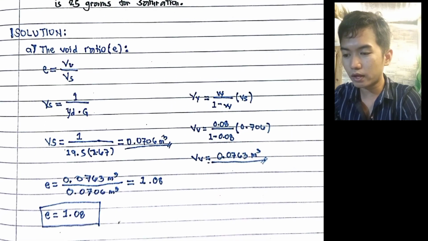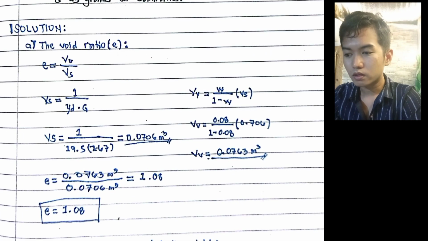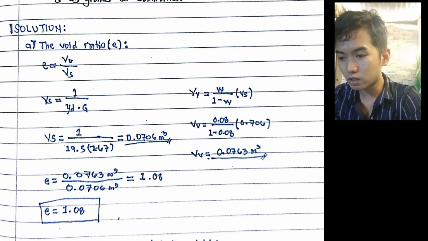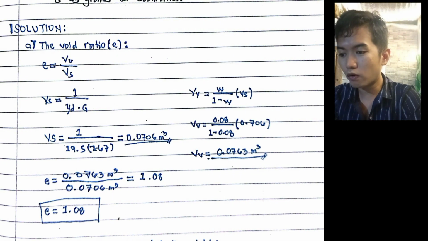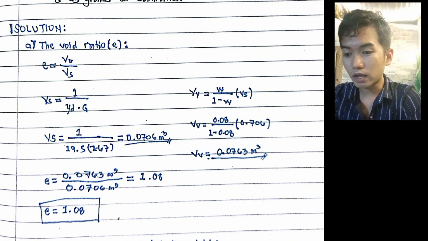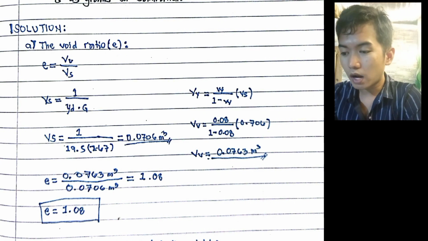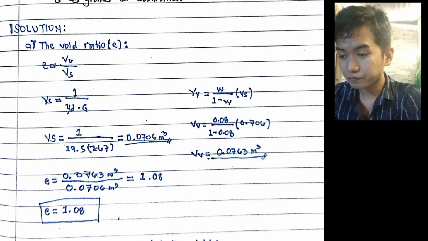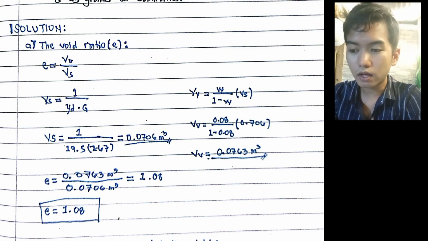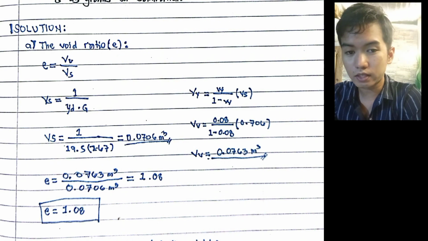In part A, I am tasked to find the void ratio. The formula to calculate the void ratio is e = V_v over V_s, where e is the void ratio, V_v is the volume of voids, and V_s is the volume of solids. First, we need to find the volume of solids, V_s. We can calculate it using the dry unit weight, gamma_d, and the specific gravity G_s of solids. The formula is V_s = 1 over gamma_d times G_s. Given that the dry unit weight gamma_d is 19.5 kilonewton per meter cube and the specific gravity is 2.67.